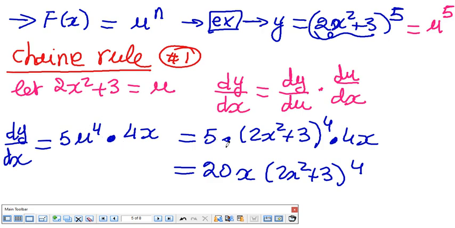So it's going to be 5 times (2x squared plus 3) exponent 4 times 4x. And then you multiply 4x times 5, and I will have the answer: 20x times (2x squared plus 3) exponent 4. So this method, we call it the chain rule.